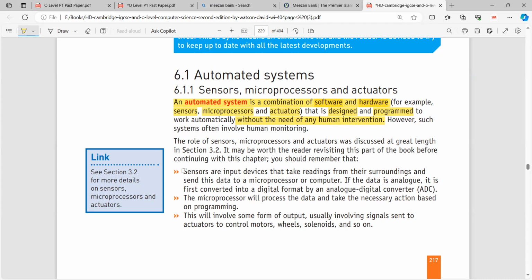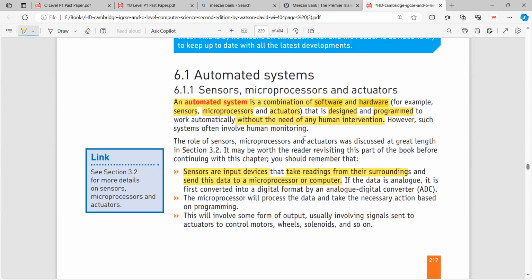So first of all, what are sensors? Sensors we have already discussed in chapter number 3 as well. They are input devices that take readings from their surroundings and send the data to the microprocessor. You can have different types of sensors, like a temperature sensor or a proximity sensor, and their basic task is to take the readings and send them to the computer.